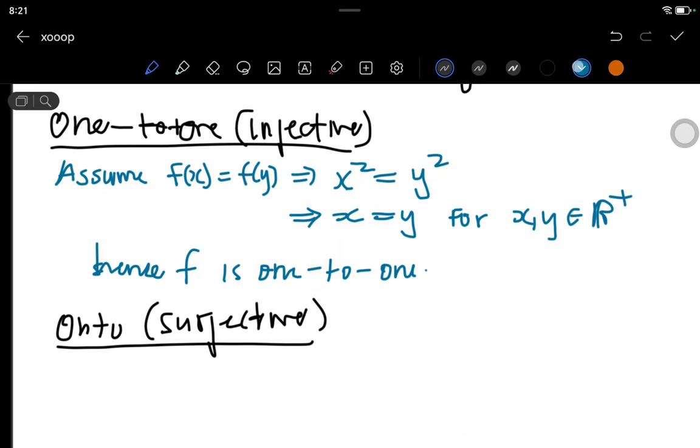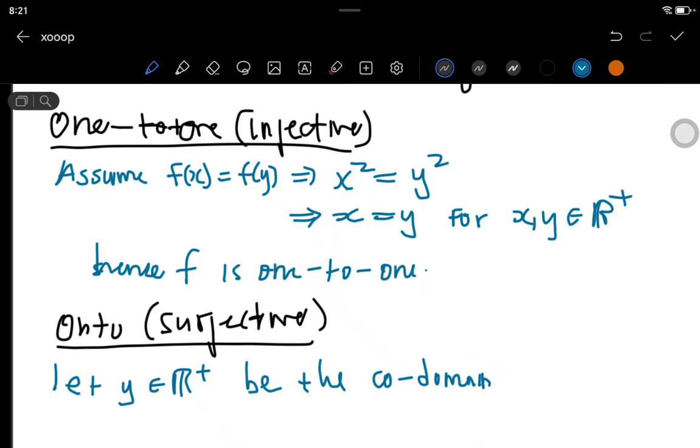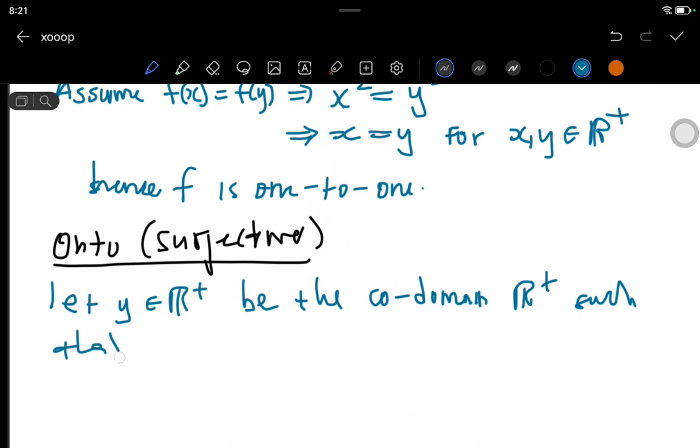Now, remember with surjective what we're going to do, right? For surjective, we're going to let y be an element of R plus, the codomain, such that y is equal to f of x, and then we're going to have y which is equal to x squared. You see, right?